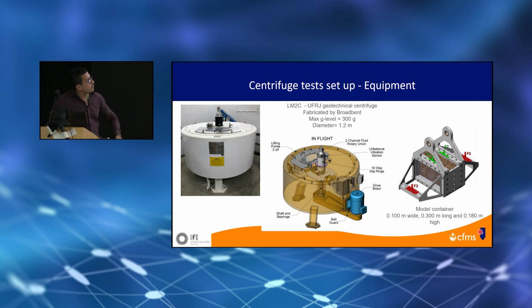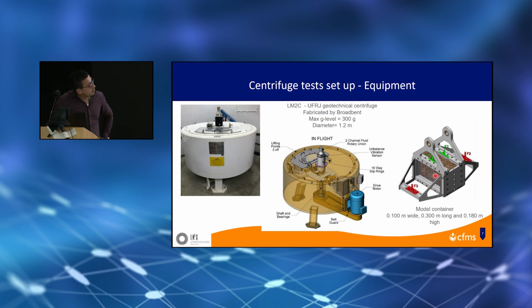So a set of centrifuge experiments were developed in the mini geotechnical centrifuge of the Federal University of Rio de Janeiro. This centrifuge was fabricated by the English company Broadbent, and regarding its characteristics, it has a diameter of 1.2 meters and can reach a maximum G level of 300 G. We can see in this illustration an example of a model in flight, and basically the behavior of the model container when it is subjected to the acceleration level of the centrifuge.